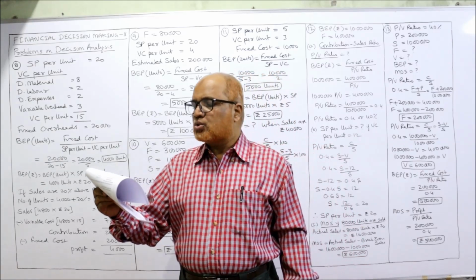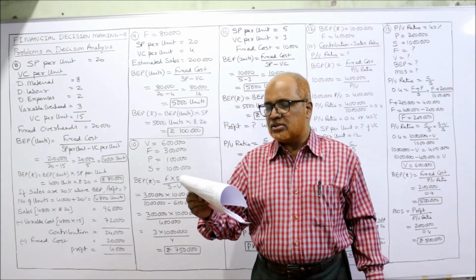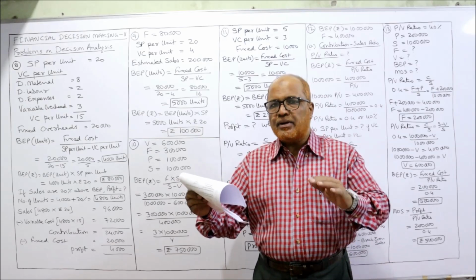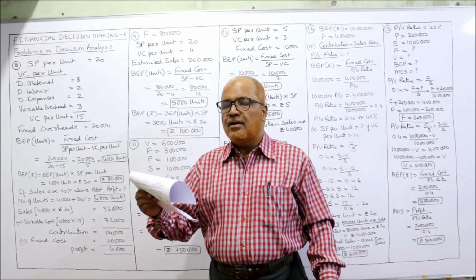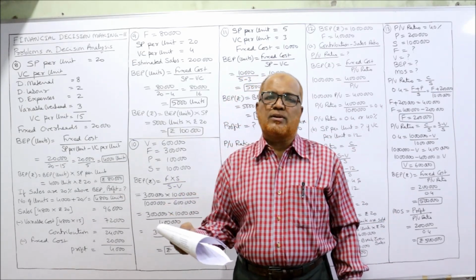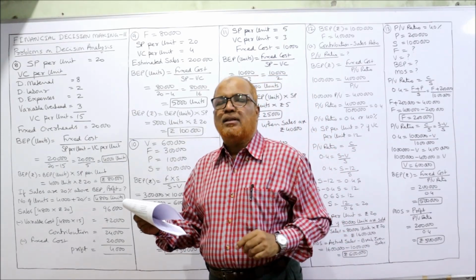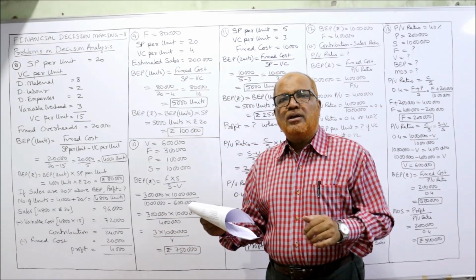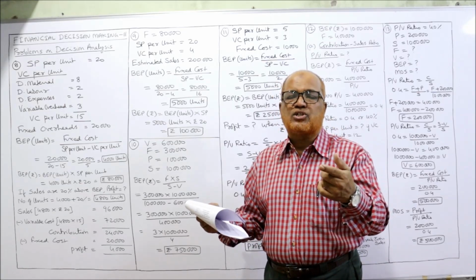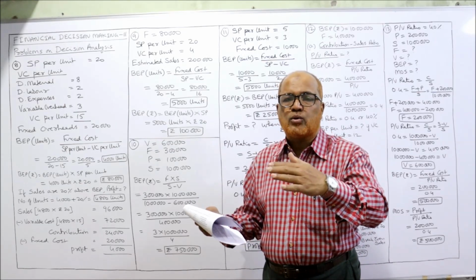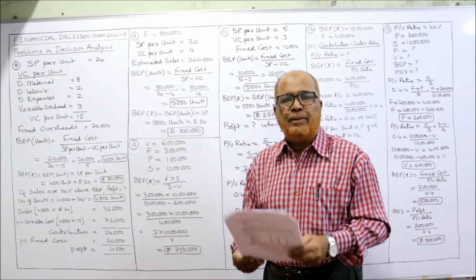And the fixed overheads total 20,000 rupees. If sales are 20% above break-even point, determine the net profit. So 2 different questions are there. The first question, you have to calculate the BEP. Second question, you have to calculate what the profit is if the actual sales are 20% more than BEP.